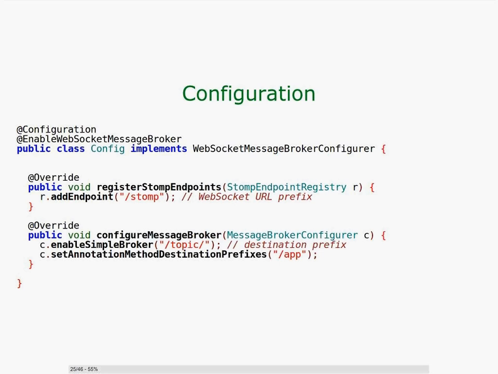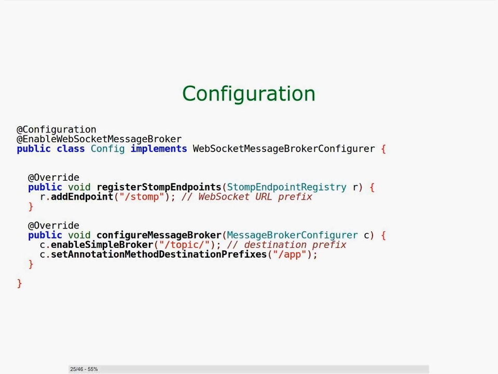The point is that when you send something to /topic/greeting, it's going to go to the message broker and be delivered to subscribed clients. What we're looking at on this slide is how to configure all this. As you can see, it's actually pretty easy to enable the Stomp over WebSocket support in Spring Framework 4. All we have to do is use the enable WebSocket message broker annotation, and then there's an interface that we can implement in order to customize it.